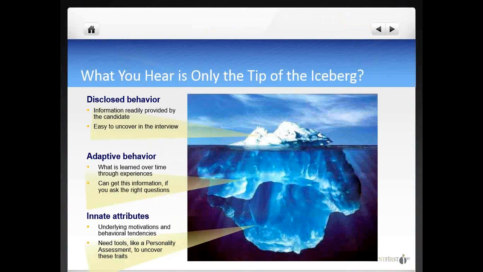The third and deeper level corresponds to the innate traits. Those can only be studied through scientific tools such as behavioral assessments. Therefore, it is important to go underneath the surface and assess both learned behaviors and innate attributes.